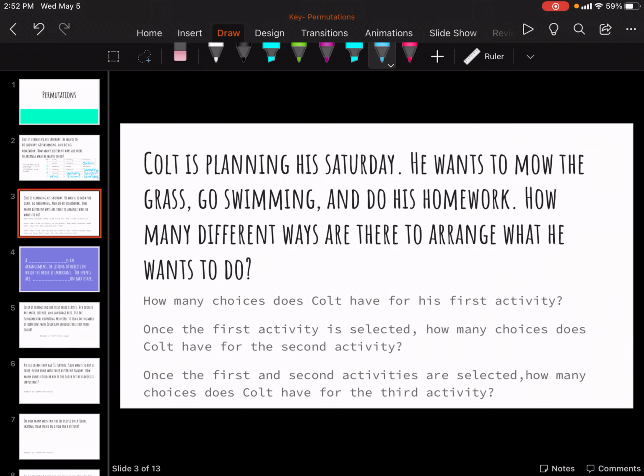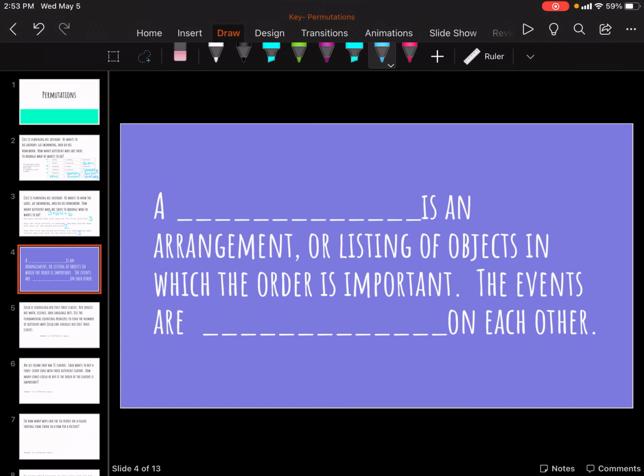So Colt is planning his Saturday, same situation. How many choices does he have for his first activity? He has 3 choices. It could be laundry, swimming, or homework. But then once the first activity is selected, how many choices do you have for the second? 2. Then for the third, there's just 1 left. So there were 6 options, so you can do 3 times 2 times 1 gets you 6 options.